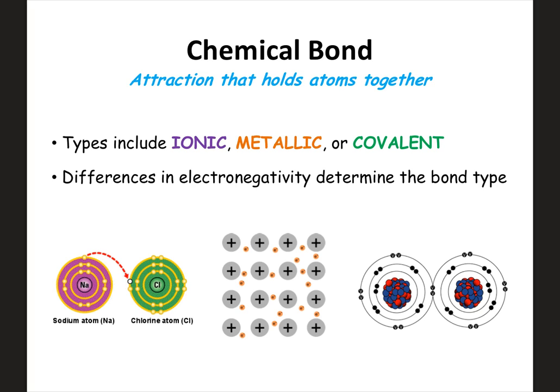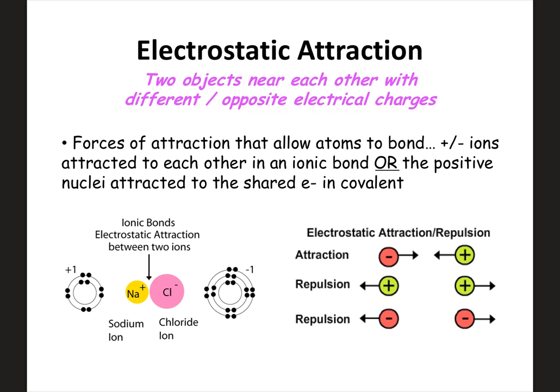If you remember, electronegativity is an element's ability to attract electrons toward itself. So depending on whether a particular element wants electrons or doesn't want electrons is going to determine the type of bond that forms. Before we move on, I just want to make sure you understand what an electrostatic attraction is.